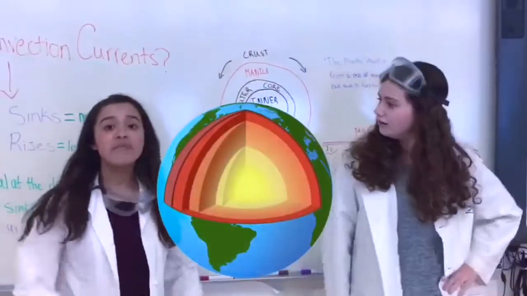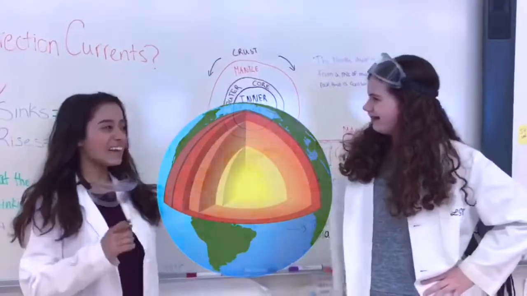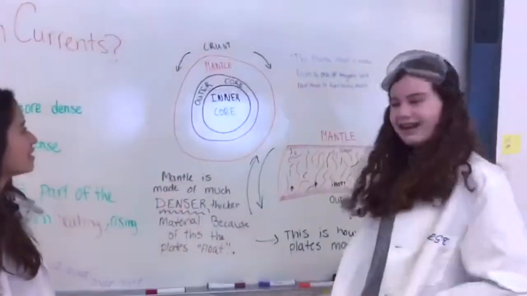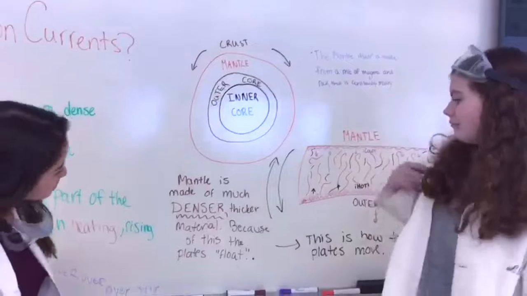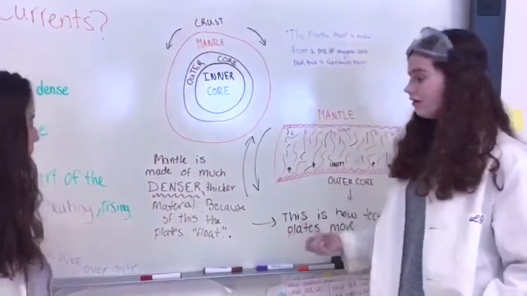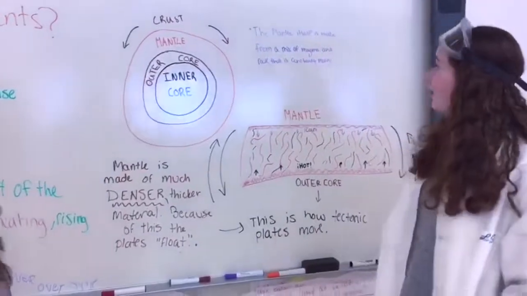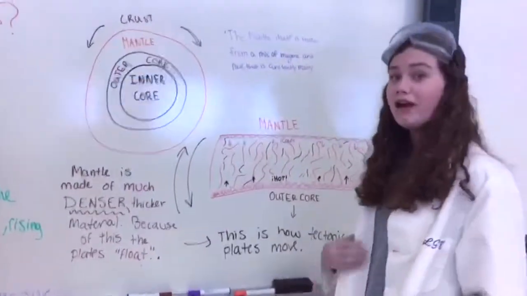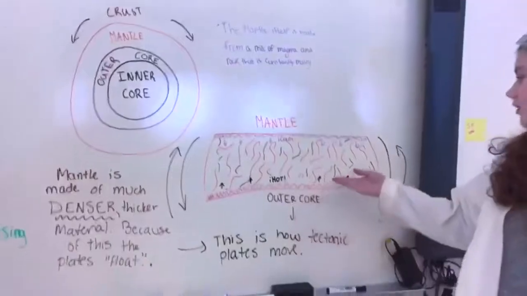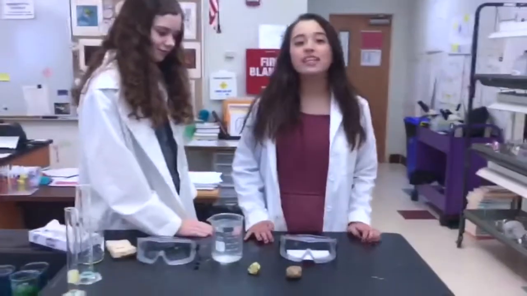Okay, here we go. So our Earth is made up of many layers. Like an onion? Exactly. Oh, I think I kind of get it now. The mantle is made up of much denser, thicker material than a plate, and this is why they float on top of the mantle. And the mantle itself is made from a mix of magma and rock, shown in this visual. And now for a real-life example.